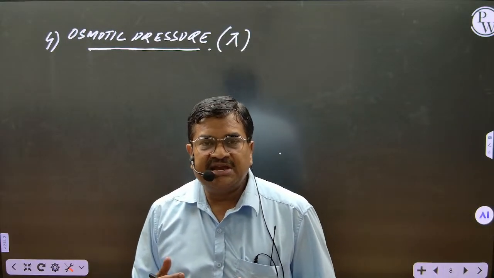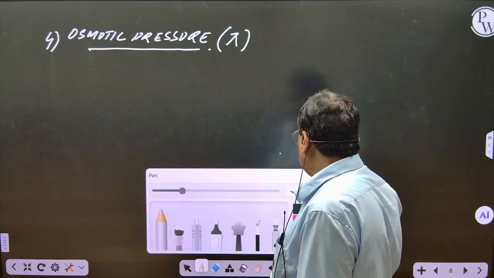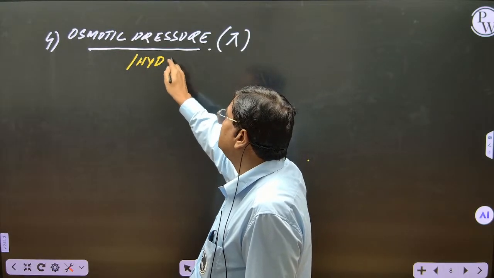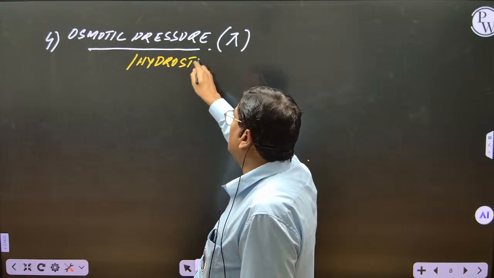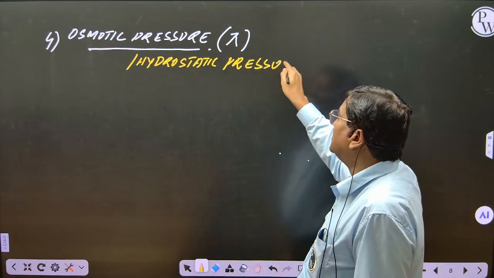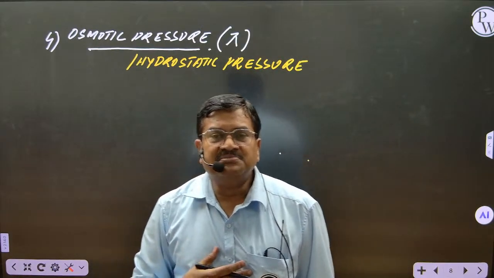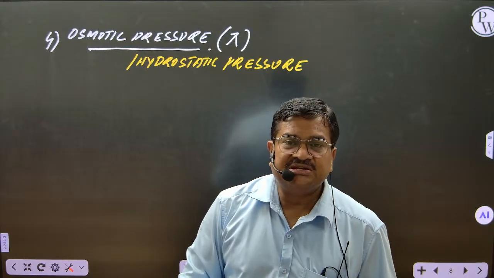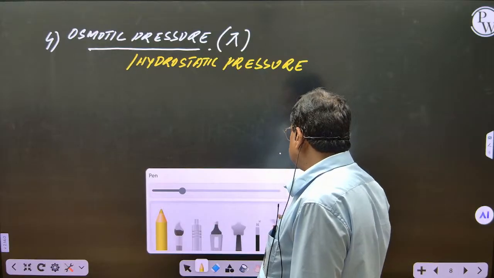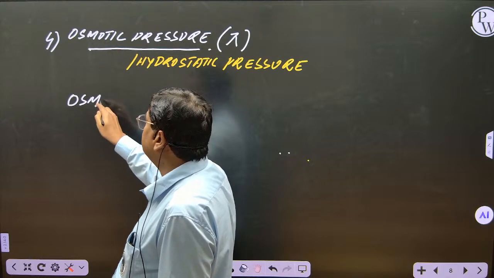Or we also call it hydrostatic pressure. What is meant by hydrostatic? The water is exerting pressure. This osmotic pressure is also called hydrostatic pressure. Now let us, before going to this osmotic pressure or hydrostatic pressure, you have to know some terms like osmosis. Some concepts before going to osmotic pressure. We have to discuss some concepts like osmosis. Right, heading osmosis.